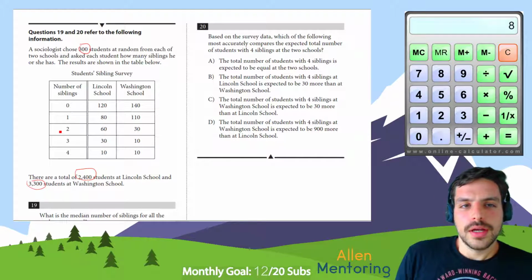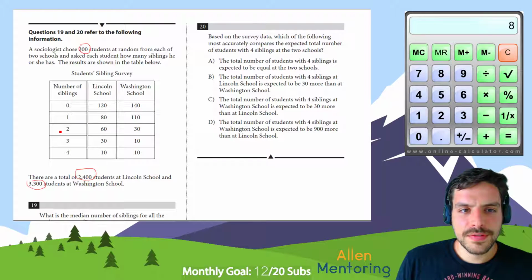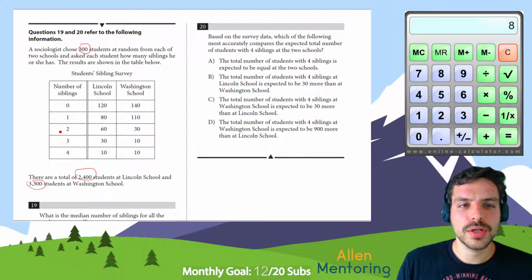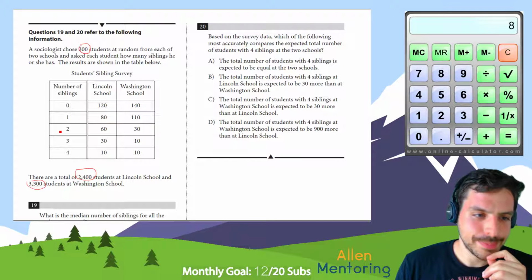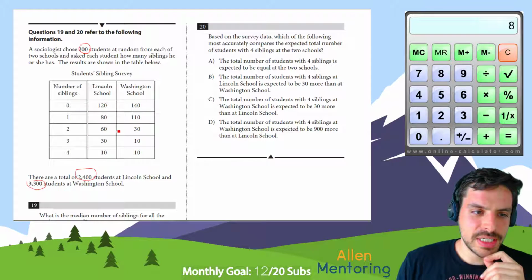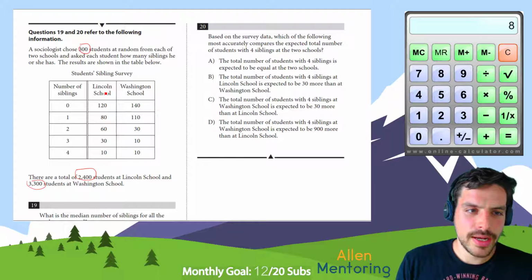All right, based on the survey data, which of the following most accurately compares the expected total number of students with 4 siblings at the 2 schools? Aha. So how many students with 4 siblings do we expect at Lincoln, and how many do we expect at Washington?